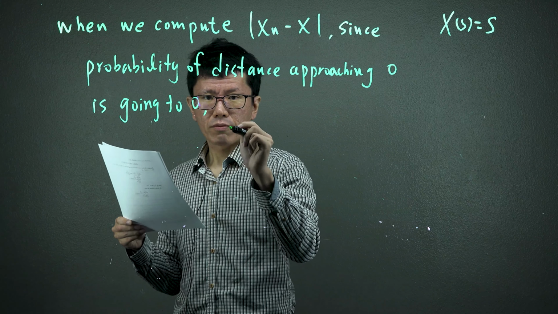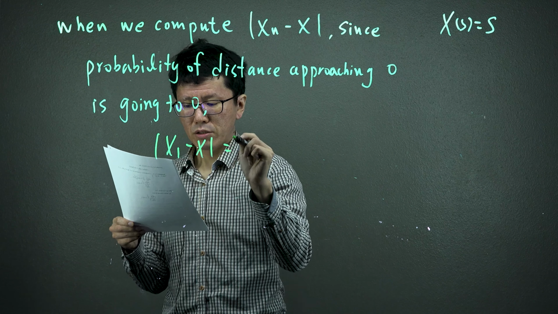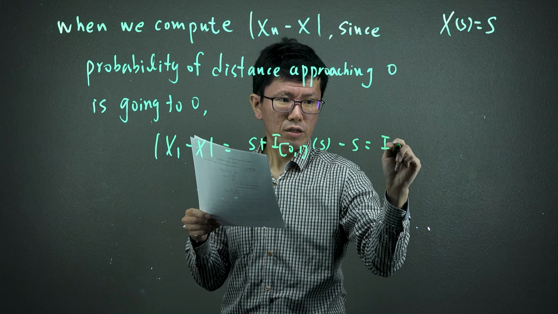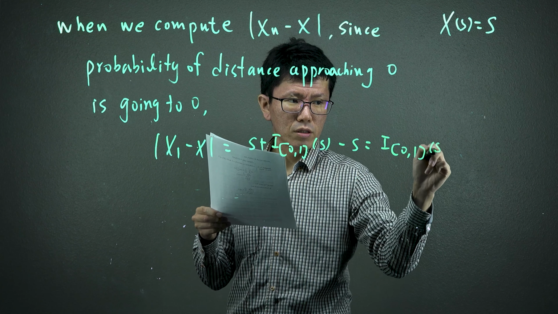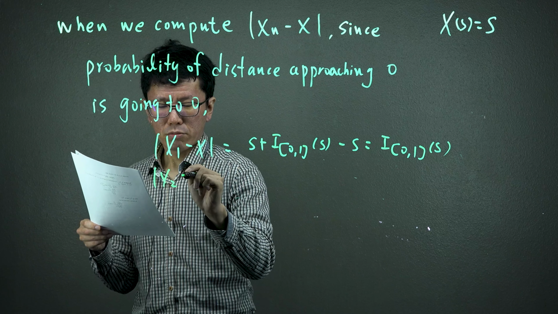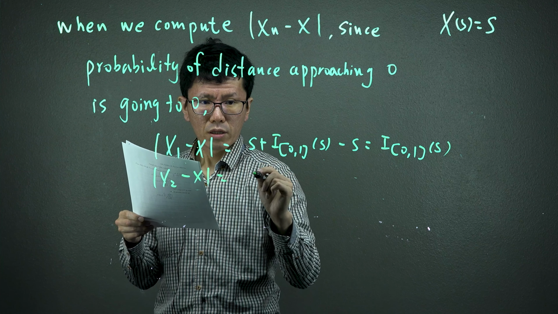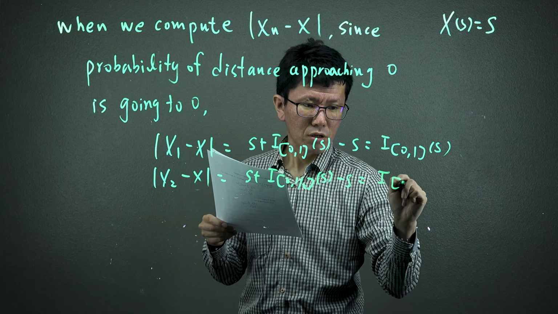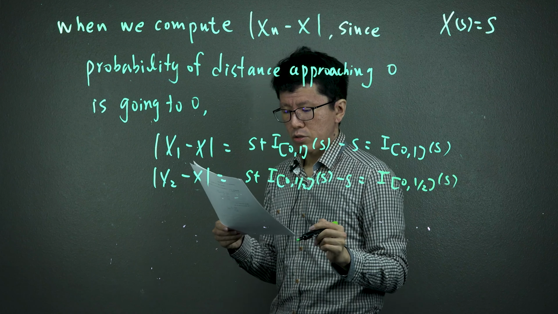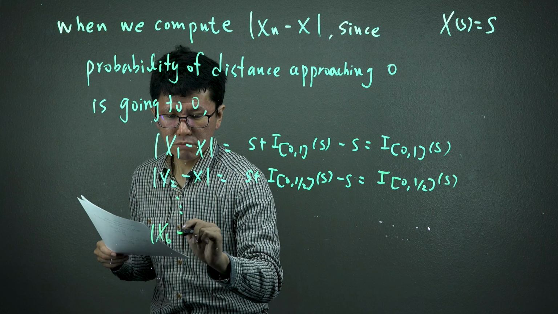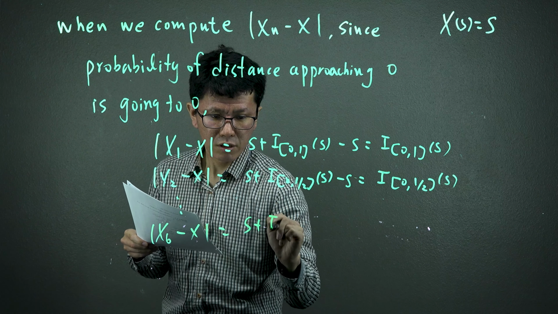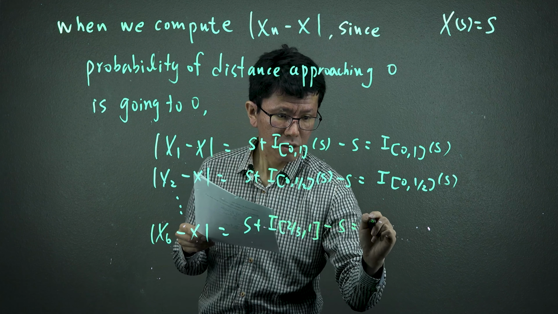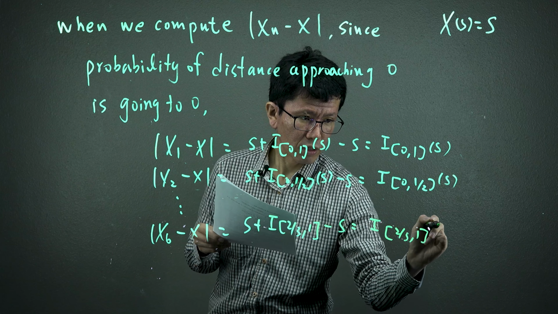So let's say if you think of X1 minus X, it is going to be s plus the indicator of 0 to 1 of s minus s, which is the indicator of 0 to 1 of s, and X2 minus X is going to be s plus the indicator minus s, which is the indicator of 0 to 1/2 of s, and so on. And for example, if you calculate X6 minus X, this is going to be s plus the indicator of 2/3 to 1 minus s, which is the indicator of 2/3 to 1 of s.